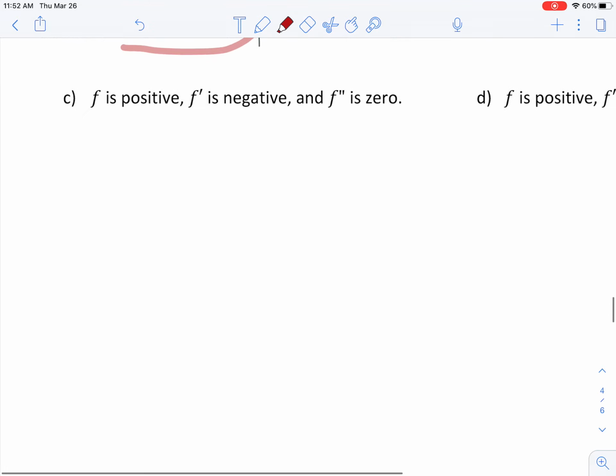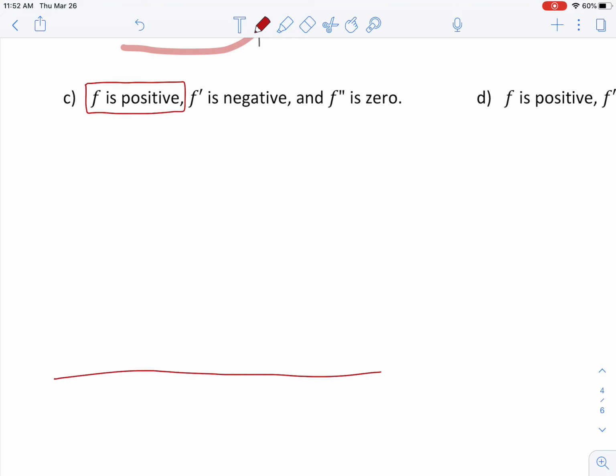Alrighty. Let's sketch 2 more graphs. Ooh, this is going to be an interesting case. So they said F is positive. So what does that mean in a graph, guys? F is positive. That means all the y values are positive. In a graph, if all the y values are positive and you try to sketch it, the graph will be completely above the x-axis.